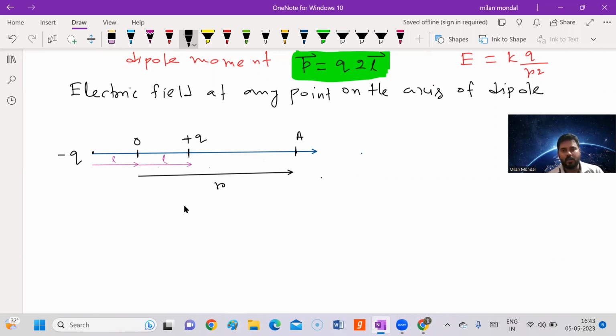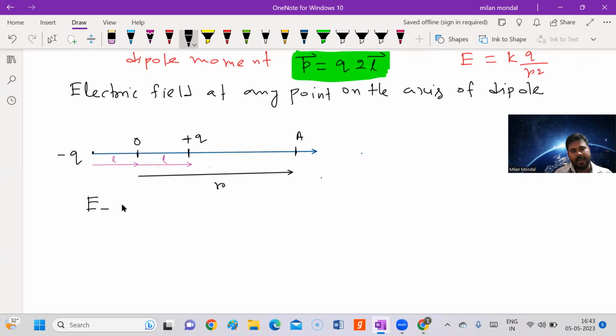To do that, we will first individually find the electric field due to this minus q charge and plus q charge. Then we'll find the net or resulting field. So first, minus q charge is at a distance L plus R. You can see from the minus q charge, the distance of the point A is L plus R. So we can find the electric field due to that minus q charge, and we're representing that as E minus.